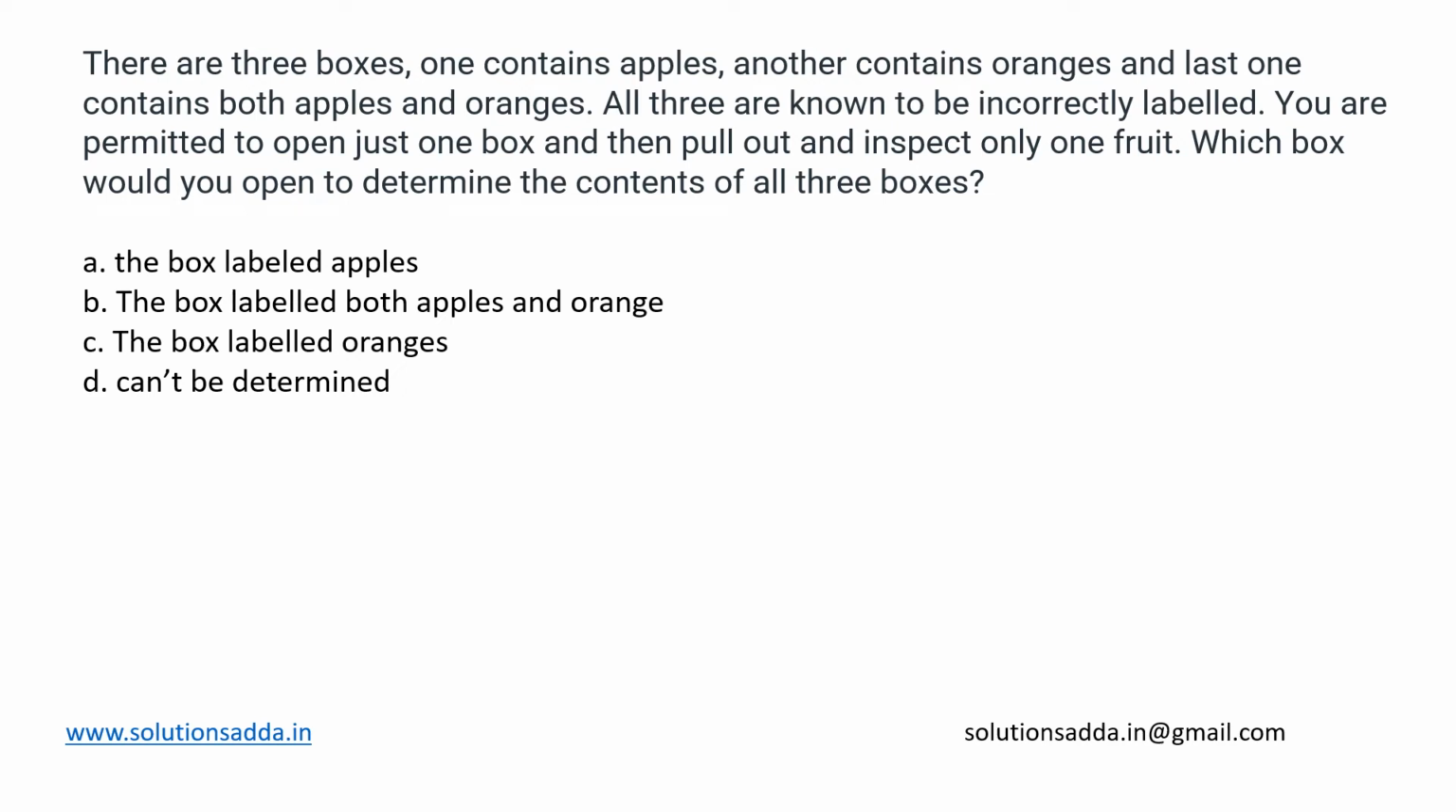This is a standard GK type of question you might have already seen. There are three boxes. One of them contains apples, one of them contains oranges, and the last one has both apples and oranges. But all three of them are incorrectly labeled. So let us say these are their labels: apple, orange, apple-orange.